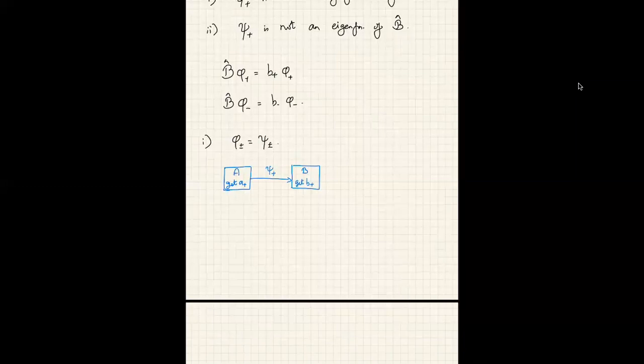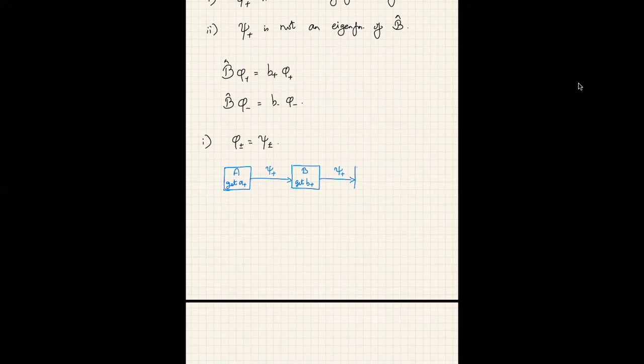right? Because if phi plus is the same as psi plus, B acting on psi plus is B plus psi plus. So if psi plus is also an eigenfunction of B with some other eigenvalue B plus, then upon a measurement of B on psi plus, I'm sure to get the value B plus. And I will put this word sure on a firmer mathematical footing as we move forward. Now I can keep going. Now that I've measured B plus, the system has collapsed to state psi plus, which is the eigenstate of B.